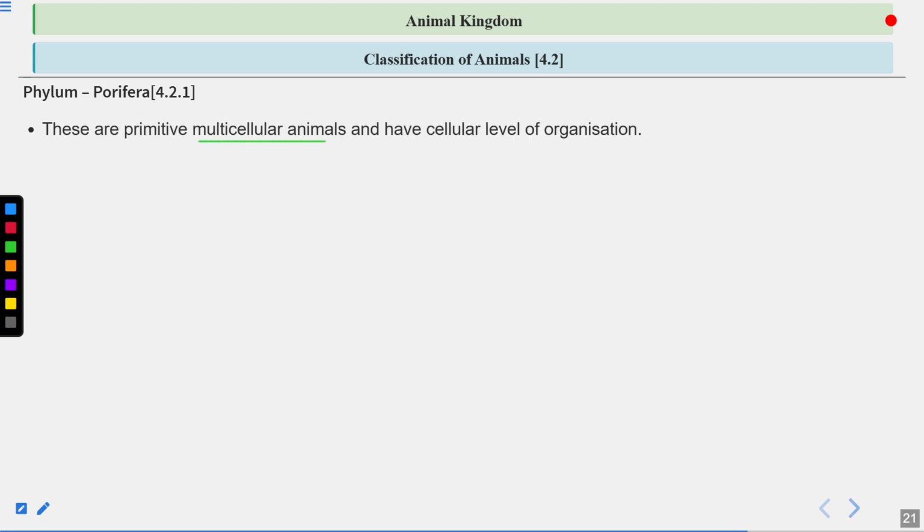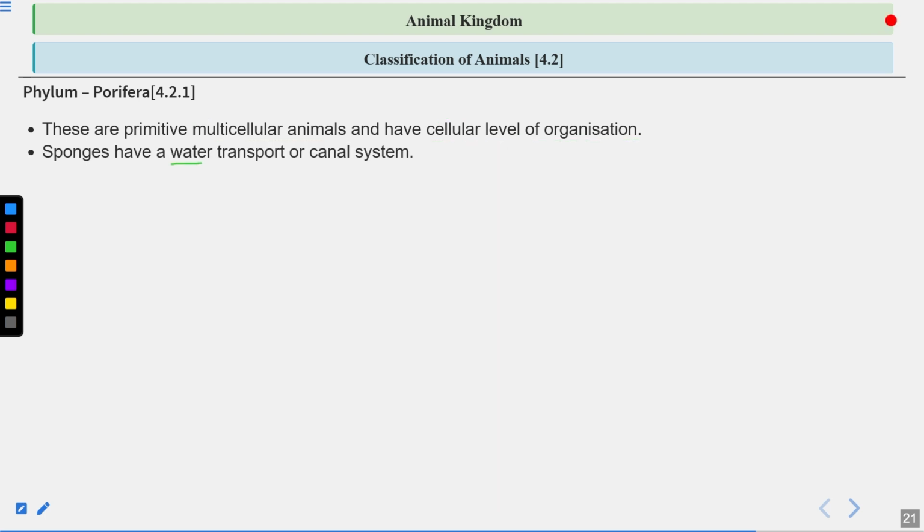These are primitive multicellular animals and have cellular level of organization. All the organisms are multicellular, but they are primitive. Primitive means very old organisms, right? They are multicellular, but what type of organization do we see here? Cellular level of organization. They are not free swimming. They are attached to the ground, meaning they are sessile. The particular term you use for this attached organism is sessile.